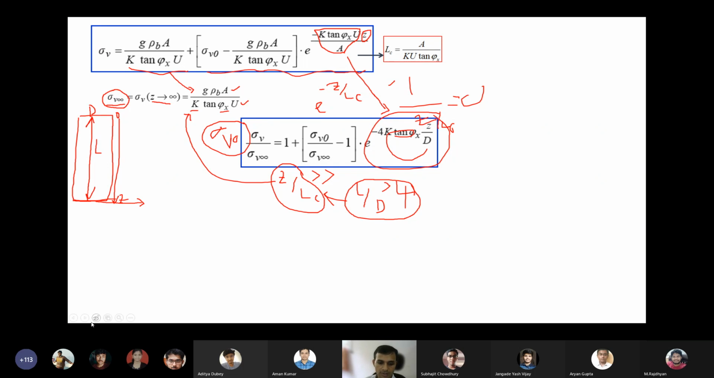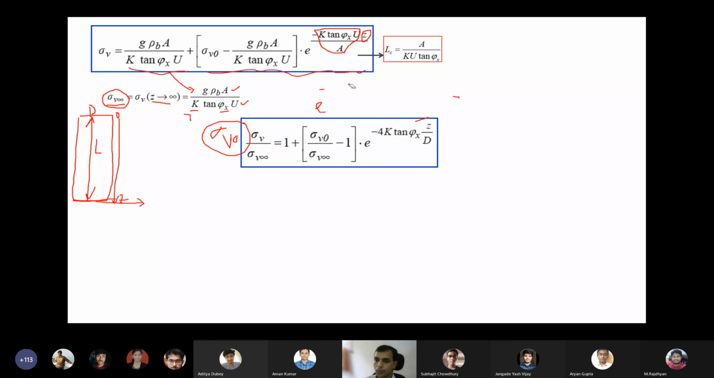Sorry, it is fully messy. I'll just erase these things. Right. So I hope you pay attention and understand whatever I'm trying to explain. This is called the ultimate vertical stress. So vertical stress over ultimate vertical stress, the same expression rewritten in this form.